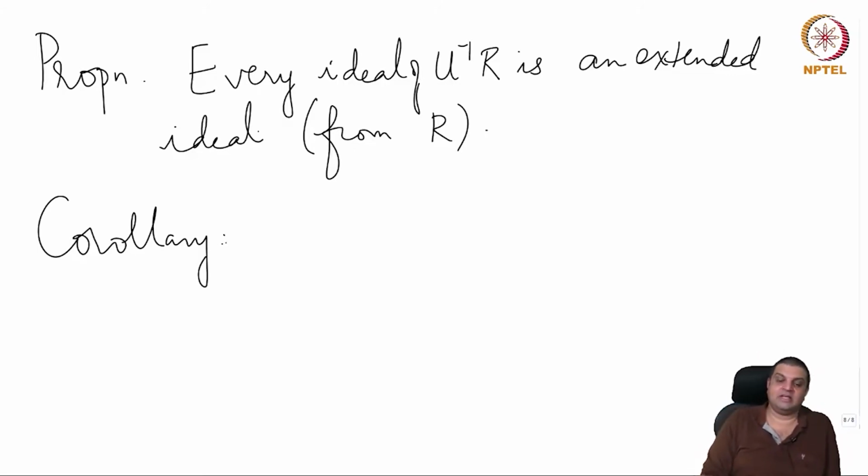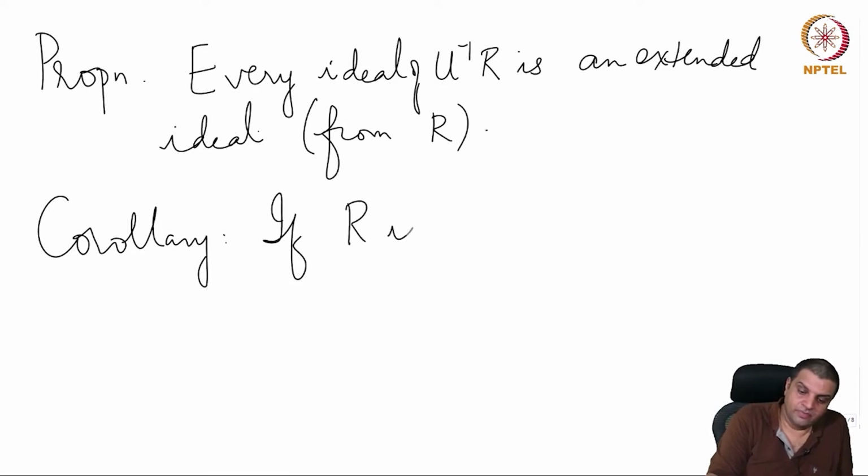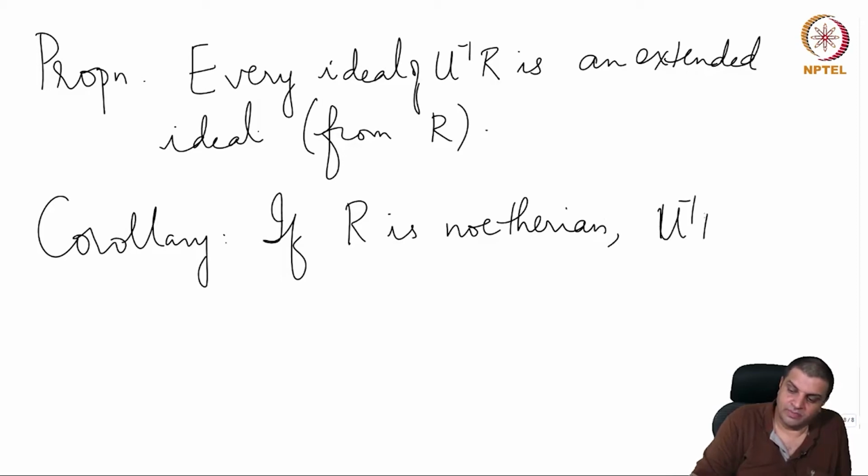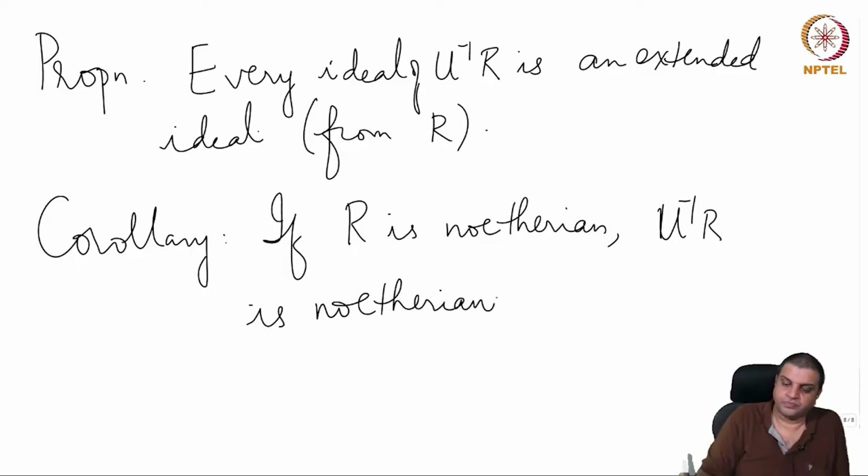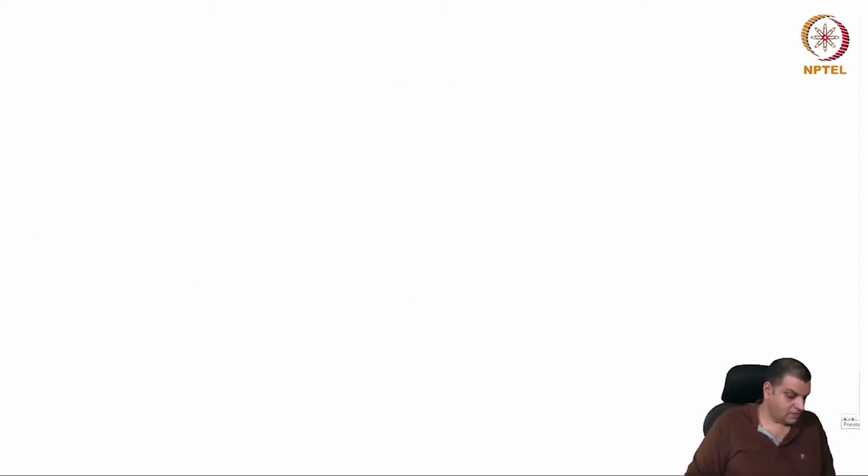It has an important application: if R is Noetherian, then U inverse R is Noetherian. That's because everything is an extended ideal. So whatever generating set generates it in R will generate it in U inverse R also, but it's a finite generating set here, so that's a finite generating set there. So this corollary is important. Now let's prove the proposition.